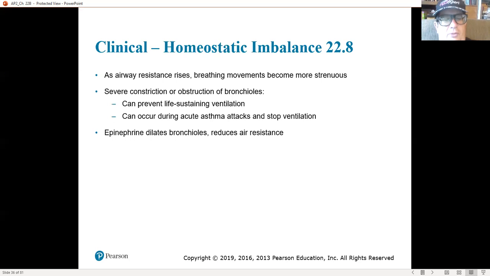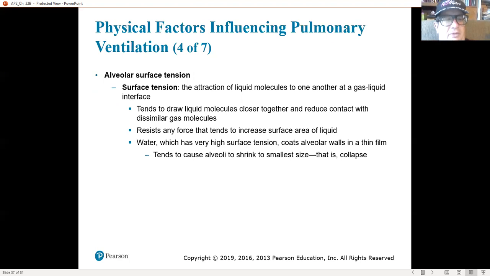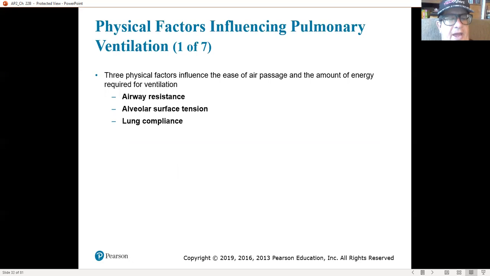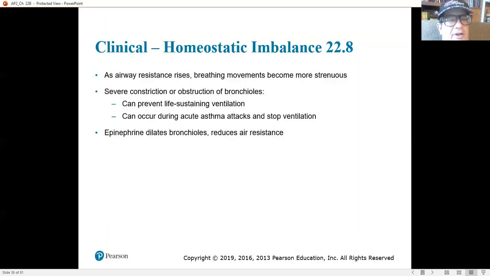Severe constriction or obstruction of bronchioles can prevent you from ventilating well, which can kill you or make you really sick. This could happen when you have acute asthma attacks that could stop you from breathing. If this is the case, we'd probably give people epinephrine to cause the bronchioles to dilate and reduce the resistance. So it's easier to move air. So we've done that. There were three factors here. Airway resistance, we've done. Now we're talking alveolar surface tension. Then we'll do lung compliance.